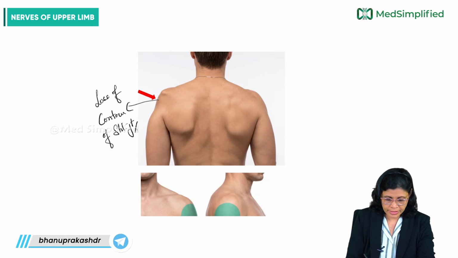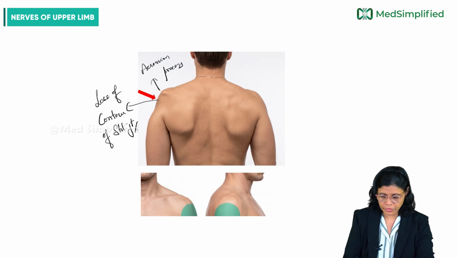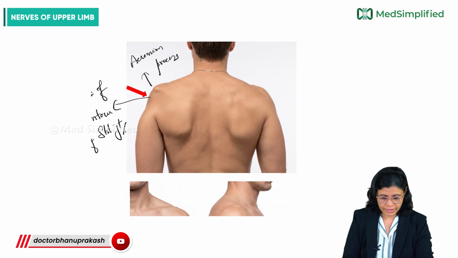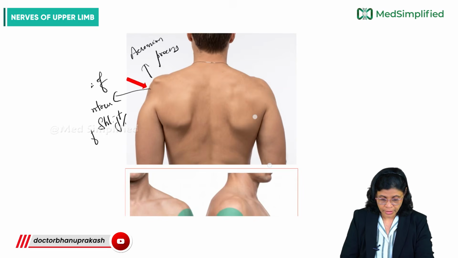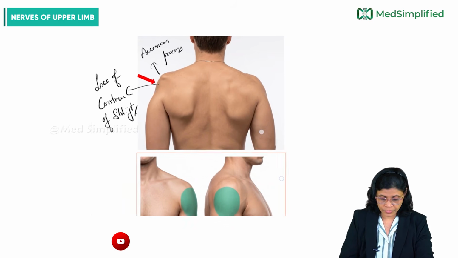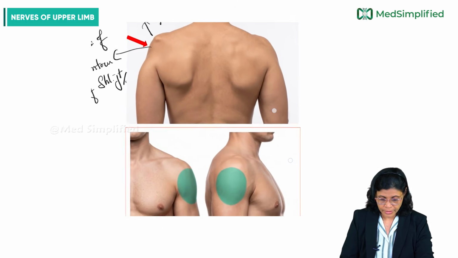Okay, and you can see the prominent acromial process here. The acromial process becomes prominent with loss of contour. So if you observe the right and left shoulder joint, you can see the depression. There is loss of contour because of the atrophy or paralysis of the deltoid muscle, which is involved.